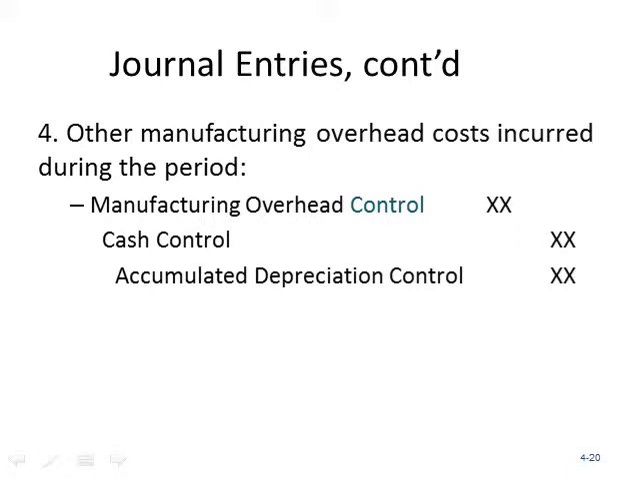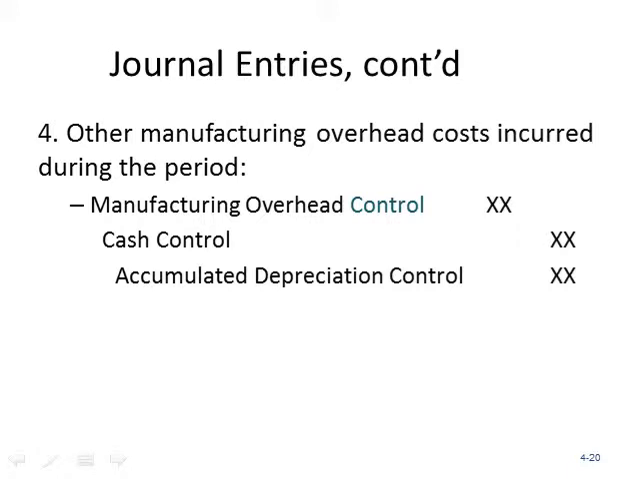Journal entry 4 provides an example of an entry for the incurring or recording of other manufacturing costs. In this case, we might have some supervisory salaries, utilities, repairs, or insurance, and we're recording plant depreciation. Essentially, we're paying some of our manufacturing overhead, so we're reducing the cash account, or we're recording depreciation, so we're increasing depreciation.